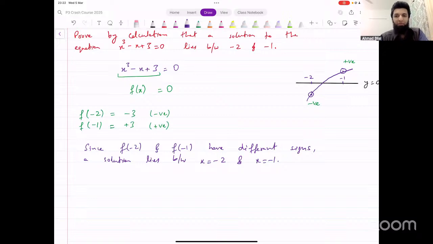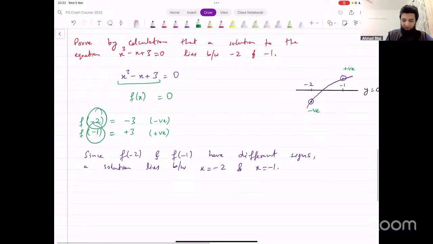So this is one type of question that you would have to do, that you would have to prove that the solution to an equation lies between two given values. You would input those values in the function. In this case, you have to prove that the solution lies between -2 and -1. What you do is you input x equal to -2, then you input x equal to -1. One of them is going to give you a positive value, the other is going to give you a negative value. If the sign is changing, that means that there is a solution between these two values. The graph is going to cross the x-axis between these two values.